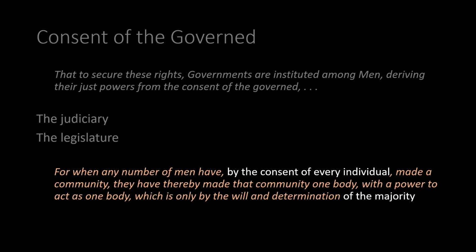As Locke states it, quote, "For when any number of men have, by the consent of every individual, made a community, they have thereby made that community one body, with a power to act as one body, which is only by the will and determination of the majority." End quote. In other words, forming a civil society is a two-step process. Step one, we unanimously agree to form a civil society. Anybody not wanting to be a part of civil society is free to leave. Okay, now, for those of us who stay and form a civil society, step two, the majority gets to determine what form that civil society will take.